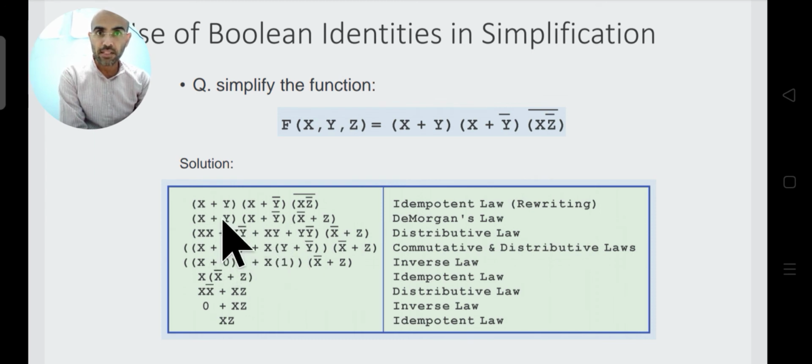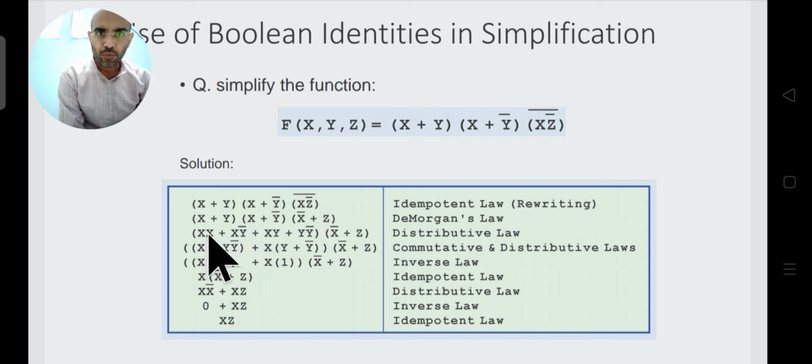If you multiply this x plus y with x plus y bar, then you will get this expression, and this part is the same as this. Now if you further simplify it, x dot x will give you this. Then this particular term is y dot y bar. So y dot y bar will always be equal to 0, so later on this term will become 0.